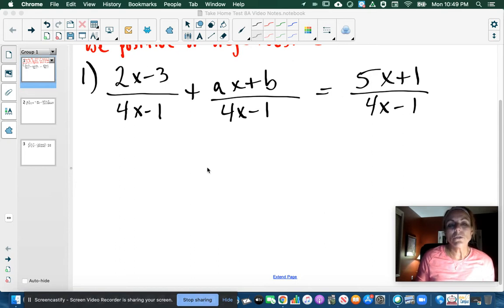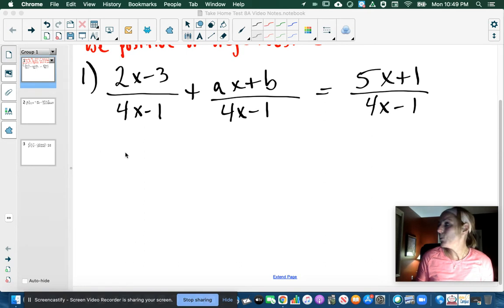Okay, so notice what we have here. We're taking a rational expression plus a rational expression, and we're saying that equals (5x + 1) over (4x - 1). So we're going about this a little differently than how we went about it when we learned this. When we learned this, we were given A and B. We saw we have a common denominator, so we could just combine like terms to get our answer. Now we're giving you the answer, and we're going to work backwards to find A and B.